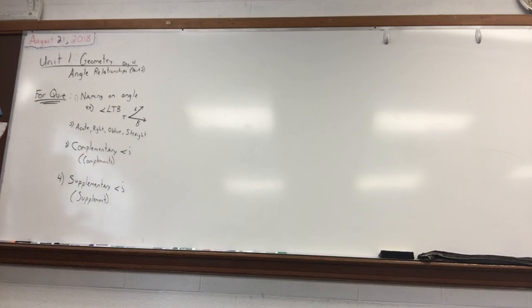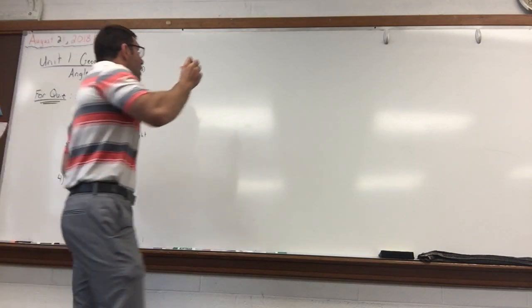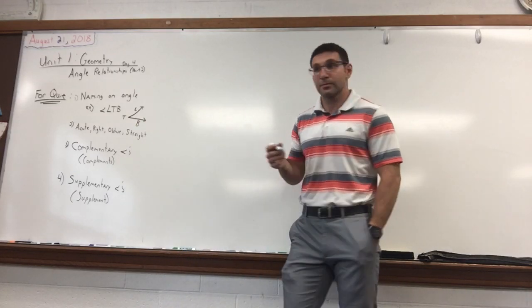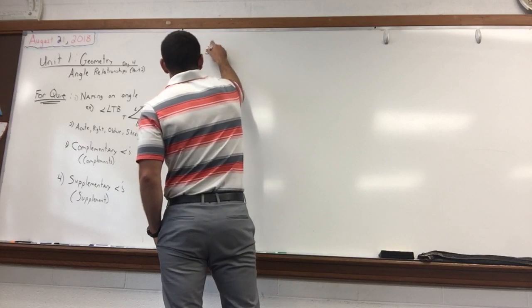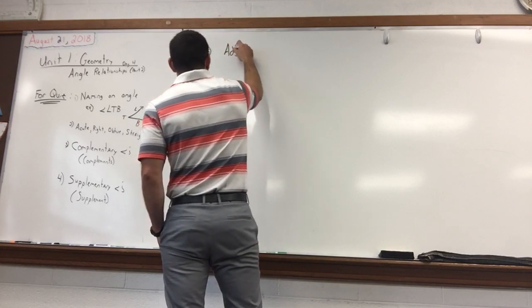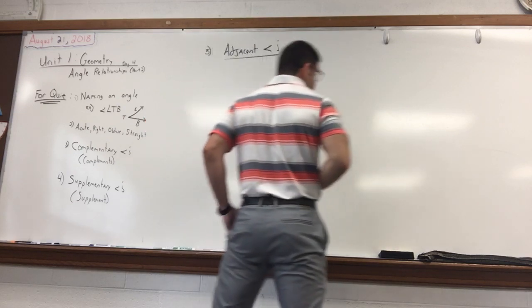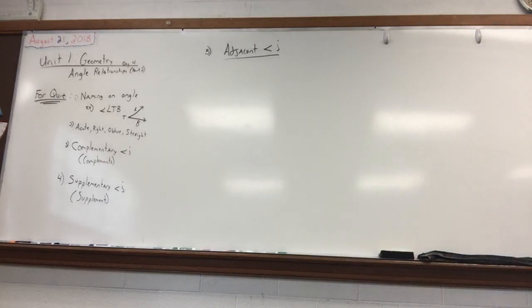Now, today, we are learning 3 new words. First, and I'm going to put a number 5 next to it because you're going to have to know this for the quiz, number 5 is the word adjacent angles. So we're learning about adjacent angles.